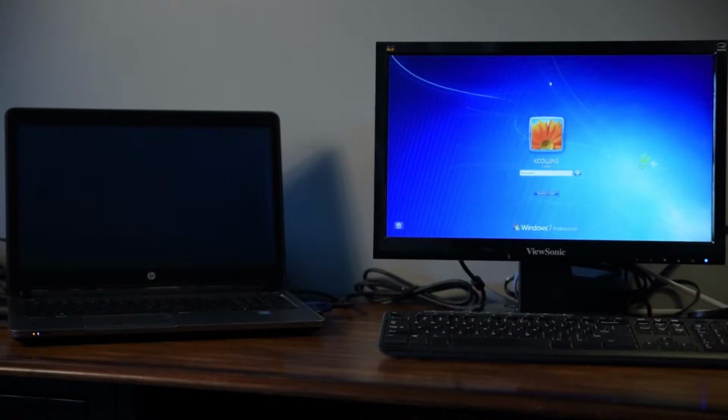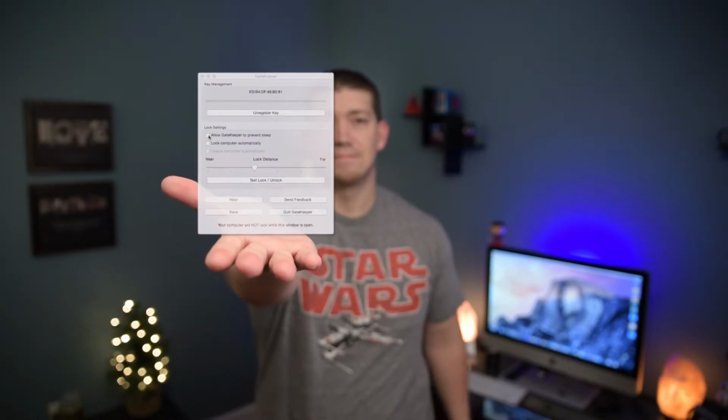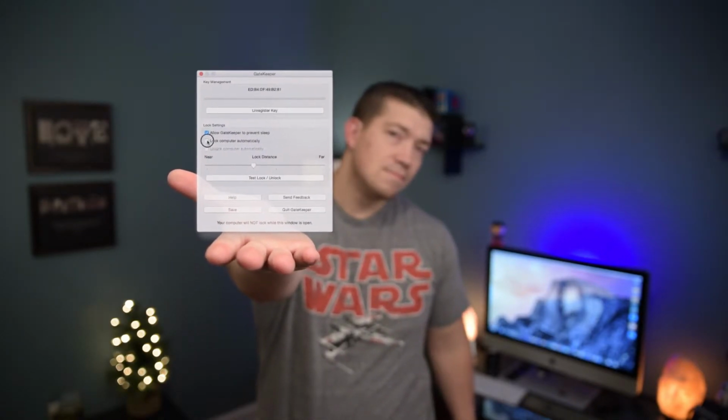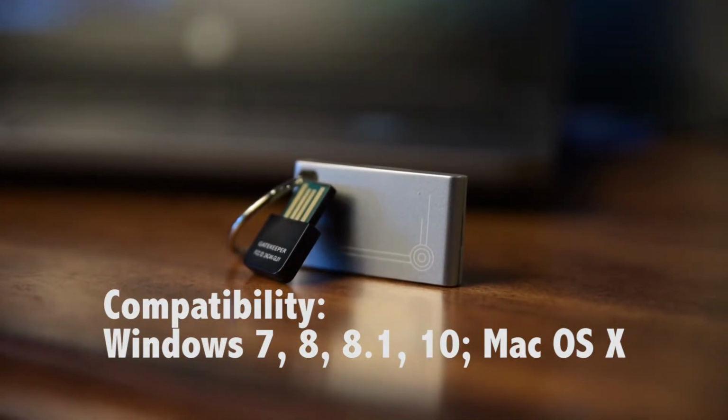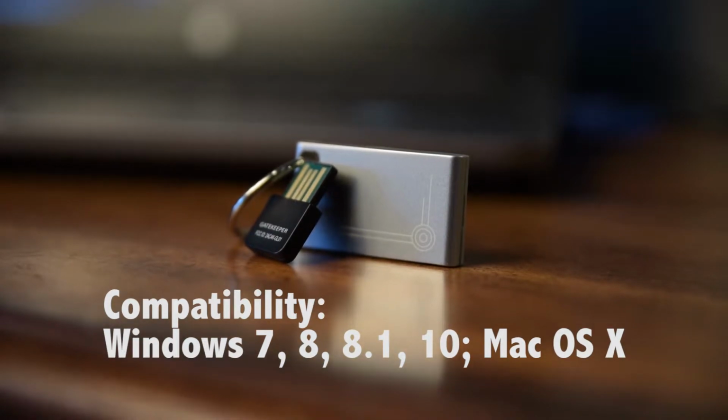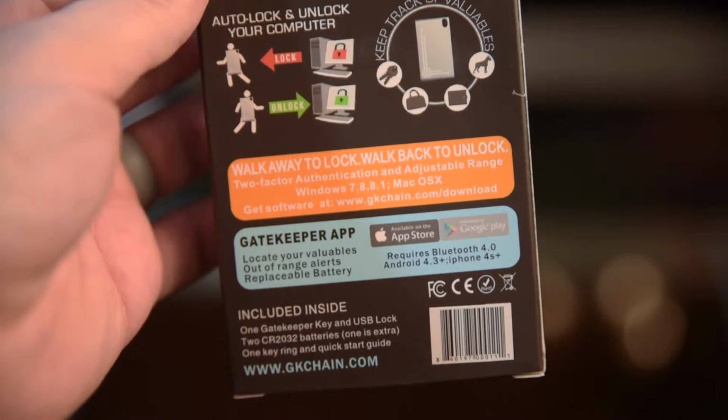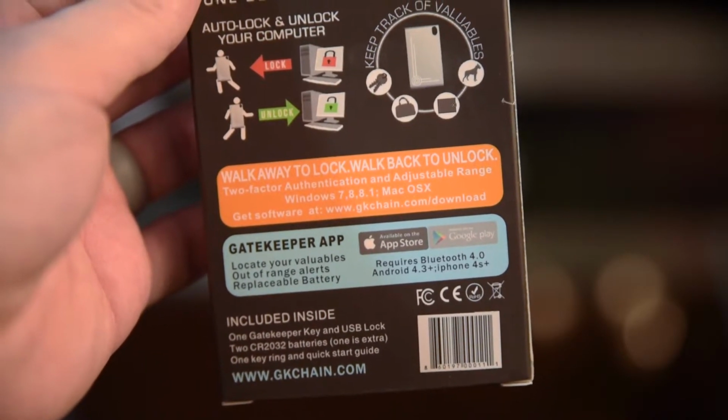There are three parts to it: the GateKeeper USB lock, the GateKeeper key, and the GateKeeper software you install on your computer. The GateKeeper software is compatible with Windows 7, 8, 8.1, and 10, and Mac OS 10. The tracker piece, on the other hand, uses Bluetooth to detect the location of the GateKeeper key.